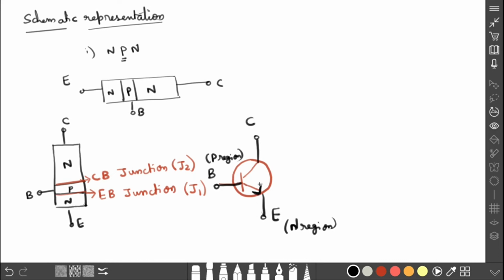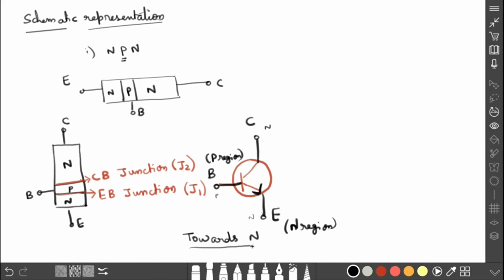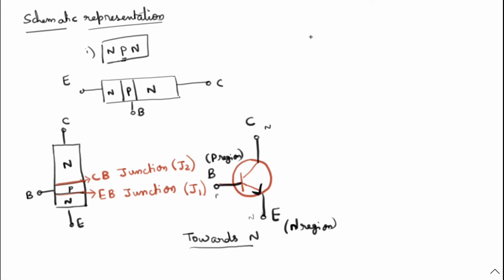So it is coming towards N, so this is N, which means here it will be P and here it will be N. So you have to identify it as an NPN transistor. Always remember the direction of the flow of current is towards the N region, so that you can easily identify it. So this is the schematic representation of an NPN transistor. The same thing we are going to discuss for PNP transistor also.